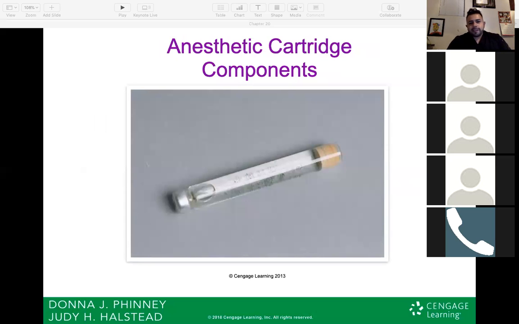All right, so this is an anesthetic cartridge, and just a few components of the anesthetic cartridge. To the right, you'll see that little tan rubber piece. This is the rubber stopper or plunger. The aluminum cap at the end holds in the diaphragm. And the diaphragm is what the needle pokes into the cartridge, so that the anesthetic can be drawn into the patient.